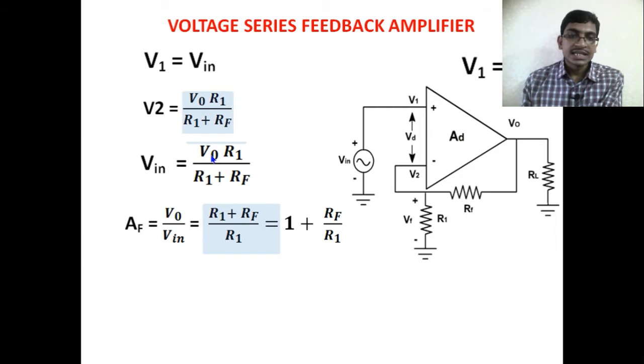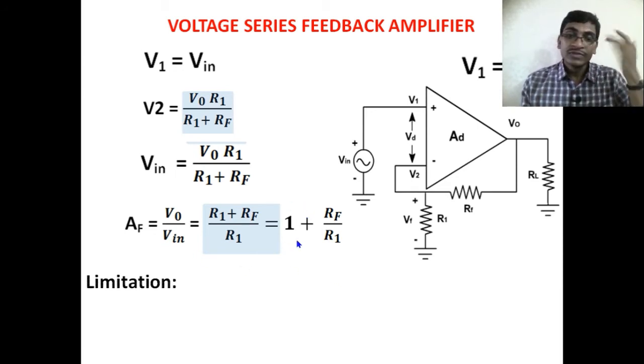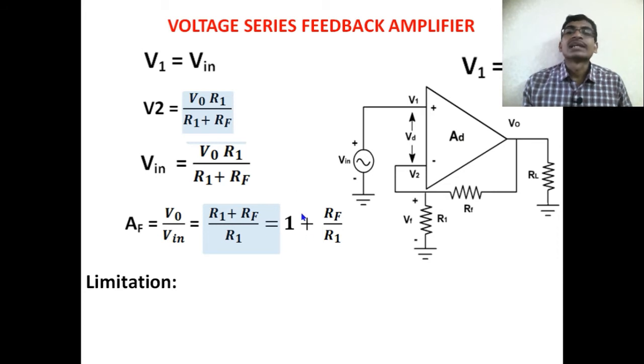So V0 is here on the right hand side and Vin is on the left hand side. If you take the Vin to the right hand side and take this entire term Rf plus R1 divided by R1 to the left hand side, then we will get this equation. So here R1 by R1 is 1 and Rf by R1 is here, 1 plus Rf by R1. Here the minimum gain we can say is 1. In a non-inverting amplifier, the minimum gain is equal to 1.